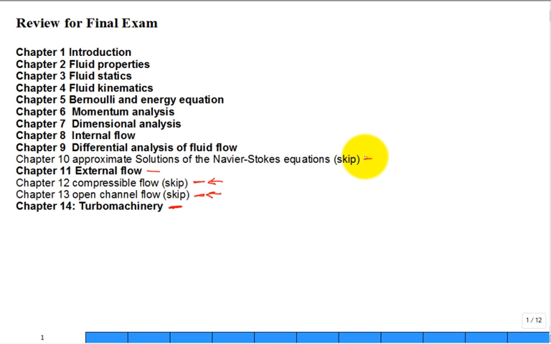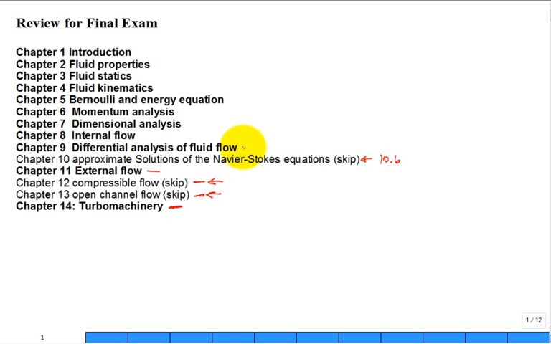We skipped primarily all of Chapter 10, although there was a little section 10.6 where it covered boundary layer solutions, especially Blasius's, and we talked about the boundary layer thickness, and I'll cover that, as well as the skin friction coefficient for flow over a flat plate. But primarily the whole chapter is skipped.